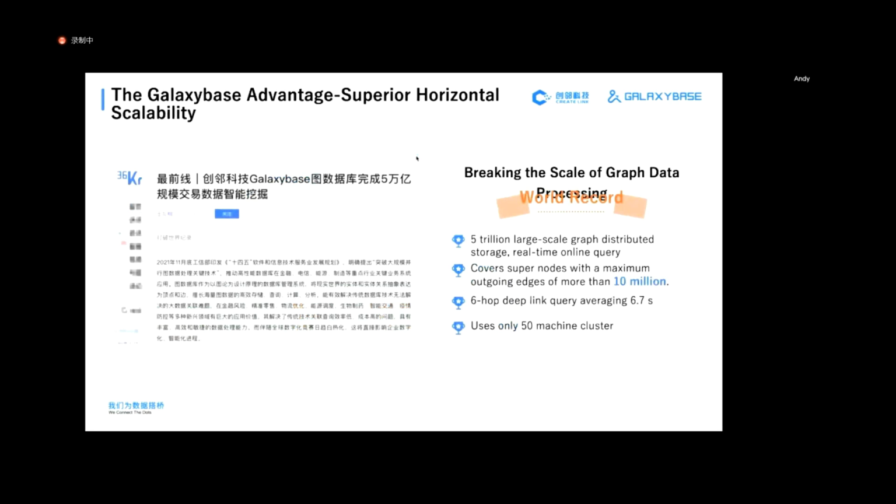Another world record we broke is the largest scale graph. Neo4j announced 1.2 trillion graphs in 2021 using over 1,000 AWS machines. We, together with Shenyang University Supercomputing Center in China, achieved 5 trillion edge graph processing with 50 supercomputing machines.